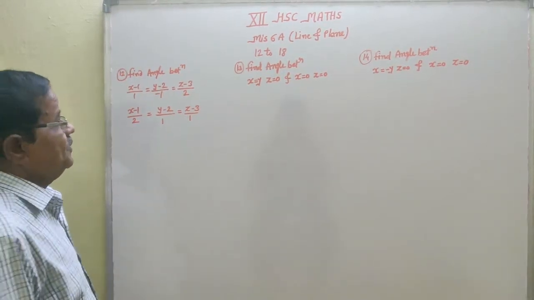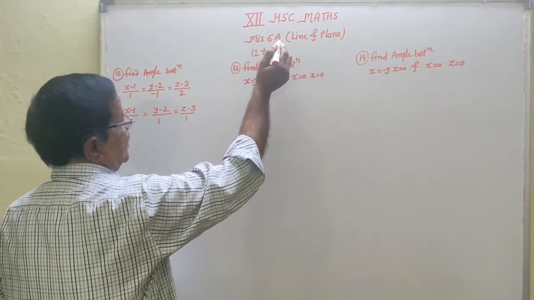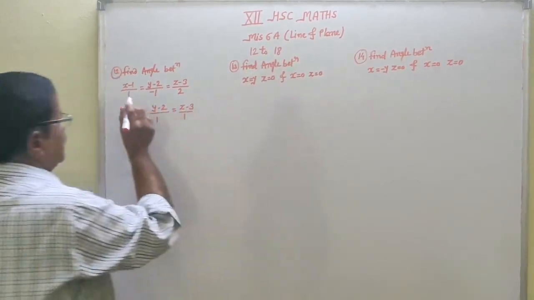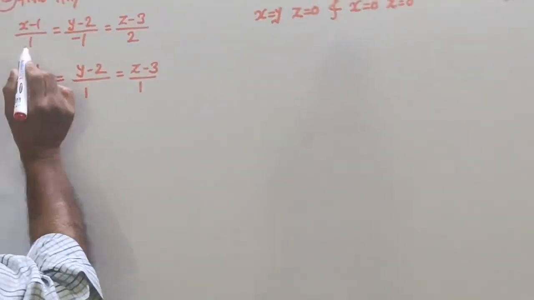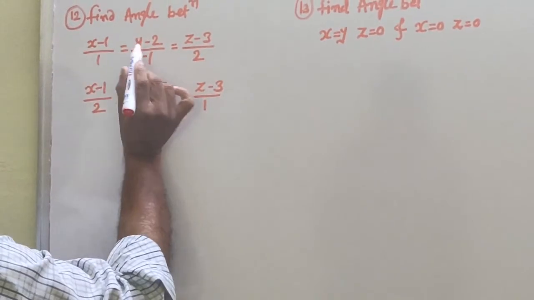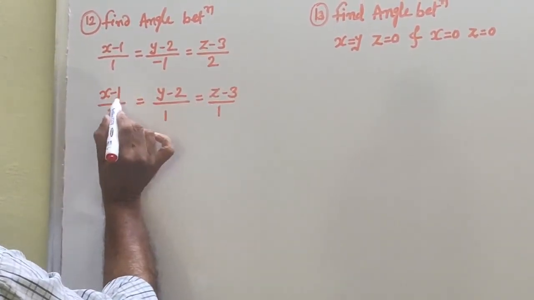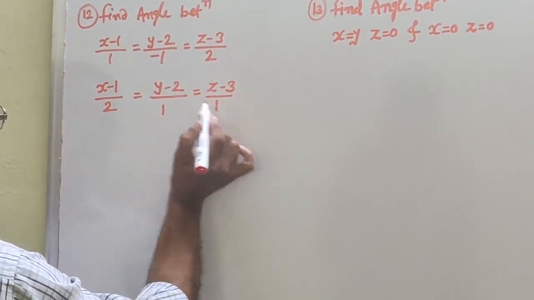Today we are solving the miscellaneous exercise 6A, line and plane, 12th standard Maharashtra board, problem numbers 12 to 18. Now what is given in problem number 12 is: find the angle between (x minus 1)/1 = (y minus 2)/(minus 1) = (z minus 3)/2 and (x minus 1)/2 = (y minus 2)/1 = (z minus 3)/1.